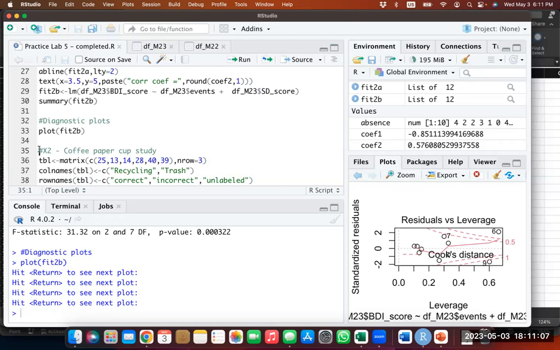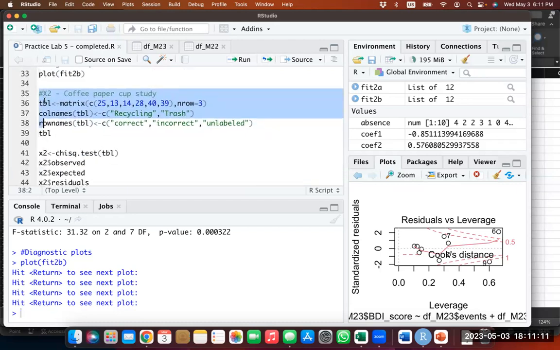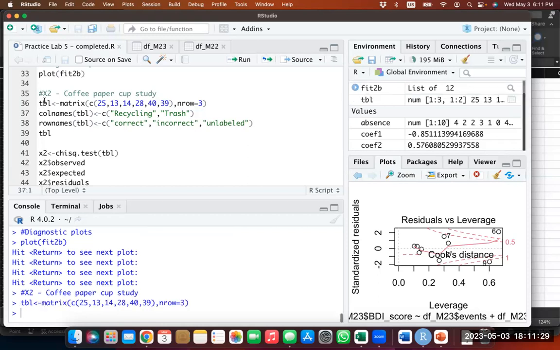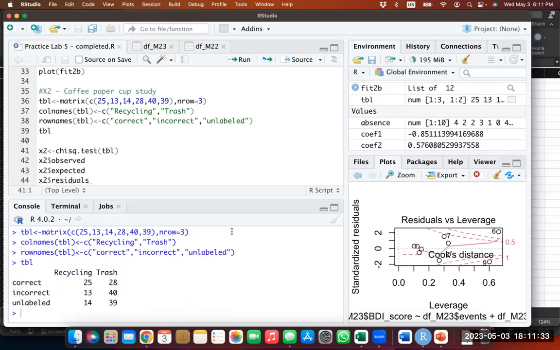So line 35, we have 4 more minutes to finish this. So line 35 is now a coffee paper cup study. Remember? 159 individuals get 159 cups. 53 of them have their name correctly on the cup. 53 have them incorrectly spelled out, and 53 have no name on it. Are they recycling or are they trashing it? So line 36 builds a matrix. We start then labeling the matrix until that matrix looks exactly how we had it in Excel.